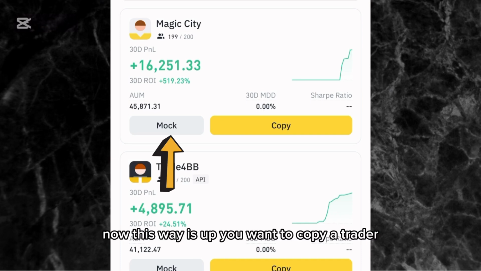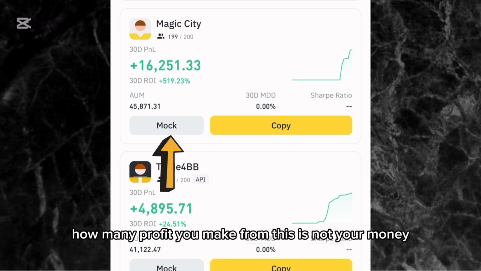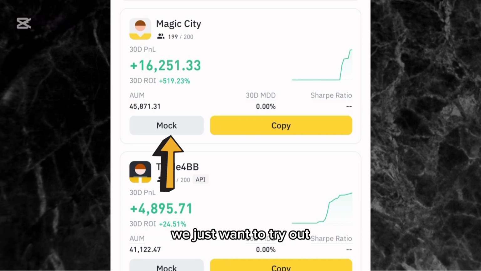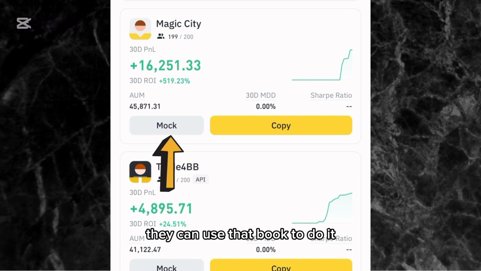Now, let's say, for example, you want to copy a trader, but you don't want to copy with your money. You want to copy with a demo account or maybe money from Binance. You can click on mock and then you can follow this trader. But any profit you make from this is not your money. Any loss you make from this does not affect you. So maybe you just want to try out some traders and see whether they are profitable or not. Then you can use that mock to do it.